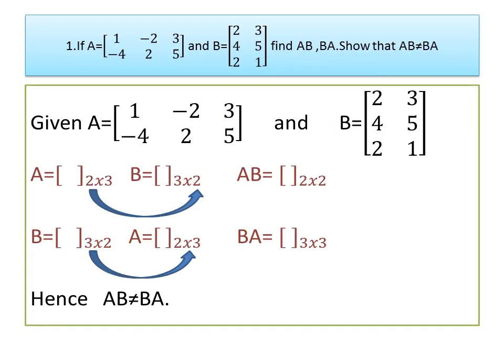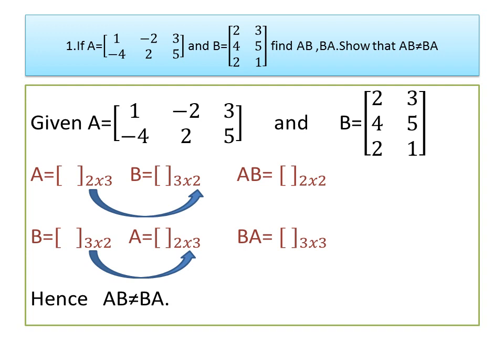Now we'll take examples on matrix multiplication. First one, if A is equal to [1, -2, 3; -4, 2, 5] and B is equal to [2, 3; 4, 5; 2, 1]. Find AB, BA, then show that AB is not equal to BA.